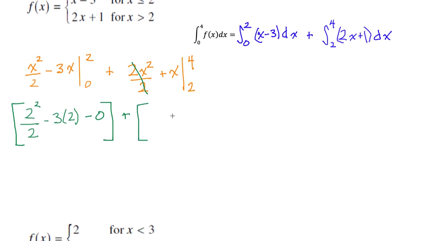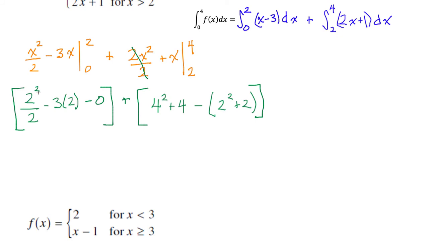The right-hand piece, I'm plugging in 4, so I get 4 squared, not over 2, so I can actually bring it down. 4 squared plus 4. And then I need to subtract what happens when I plug in 2. I get 2 squared plus 2. And I put parentheses around this because this minus sign is going to distribute into both of those two terms. So just be careful of that.